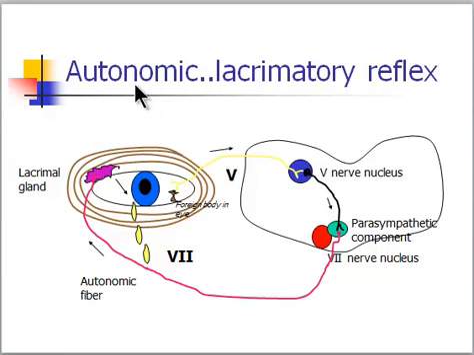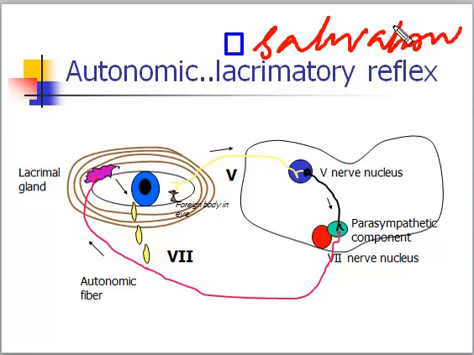Here we are looking at an autonomic reflex, and I'm using the lacrimatory reflex as an example. We have other reflexes such as the salivation reflex, which is also an autonomic reflex. The pupillary reflex is another one. So we will just use the lacrimation reflex as an example.